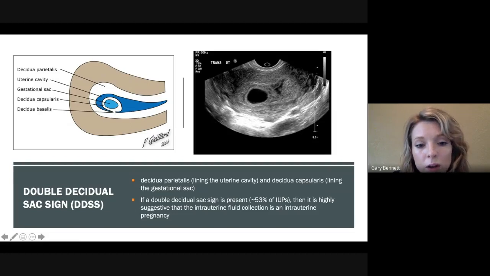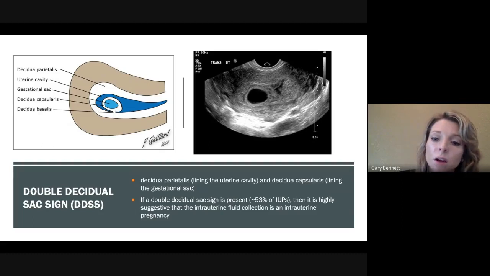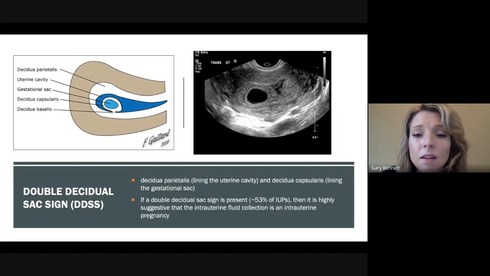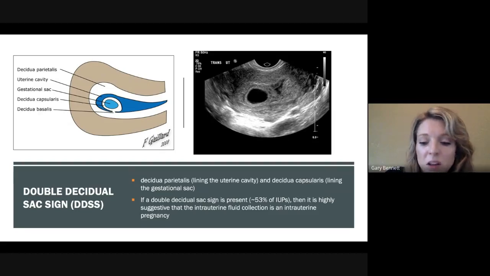So just a point on here, if a double decidual sac sign is present, then it is highly suggestive that the uterine fluid collection is an intrauterine pregnancy. That being said, again, I would not make the leap until you can see a crown rump length. It's just kind of too subtle of a sign to really bet on.